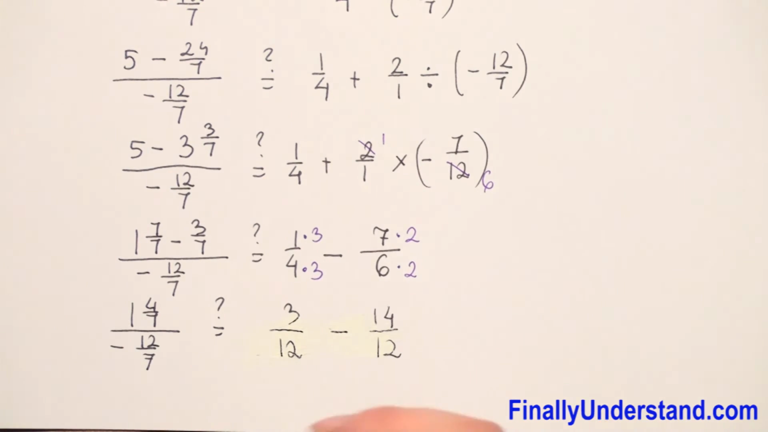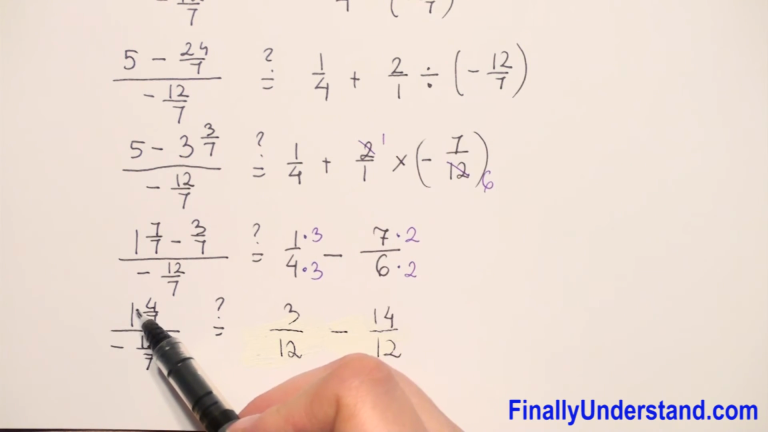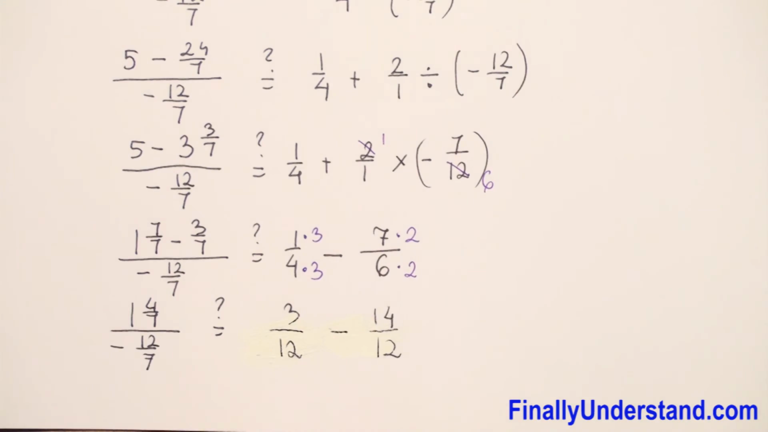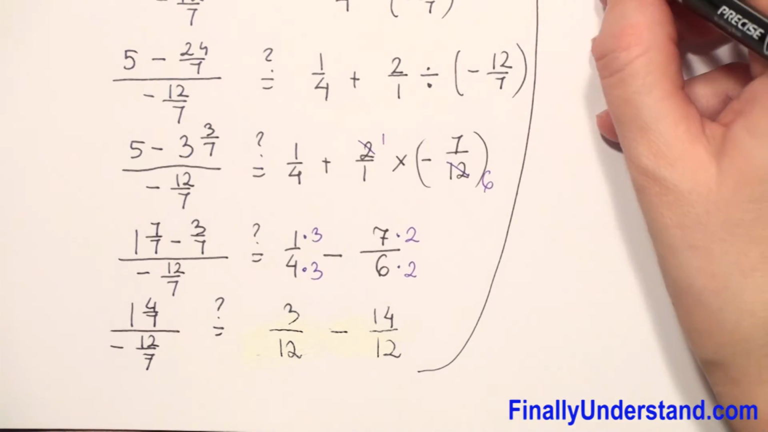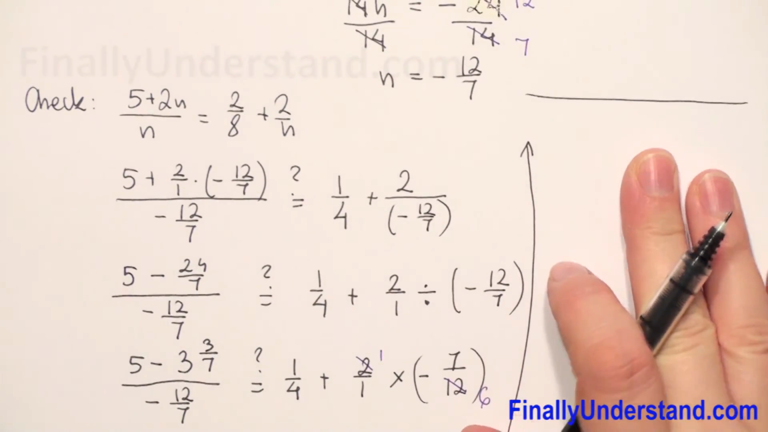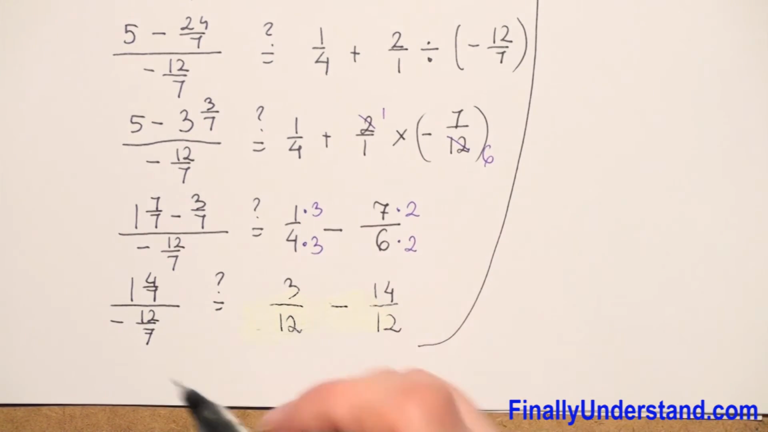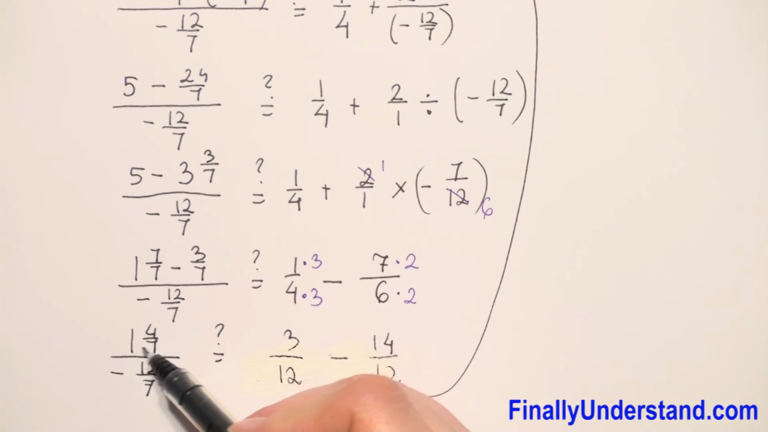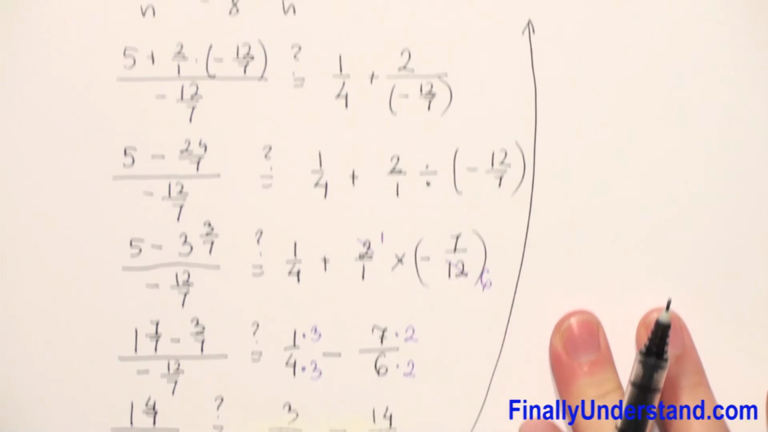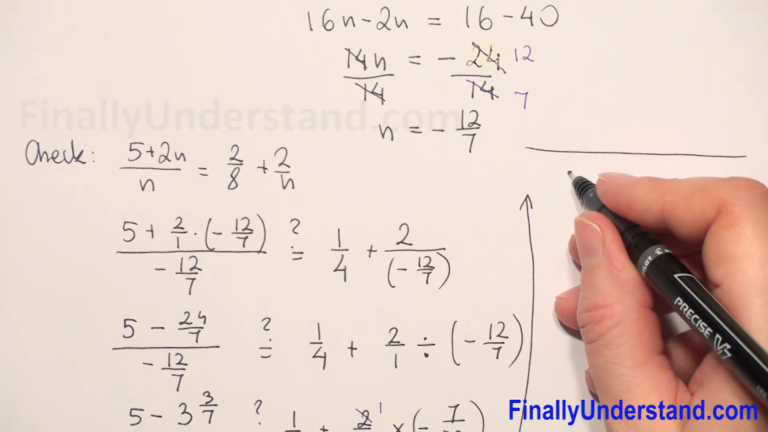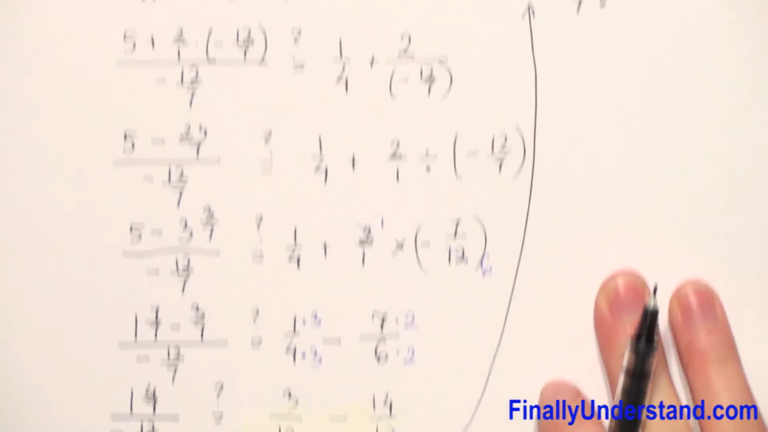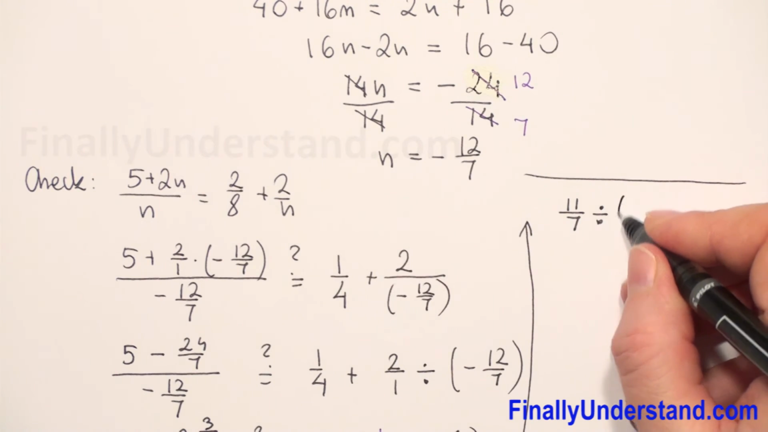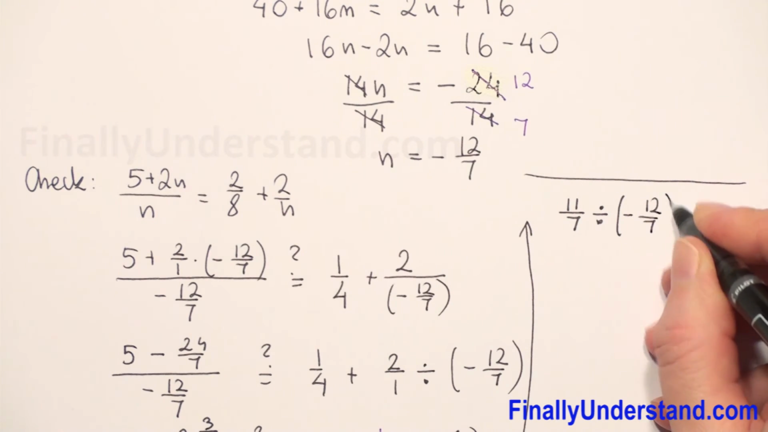And on the left side we have division. We will change this mixed number to an improper fraction. I will write now this here. So we have 7 times 1 is 7 plus 4 is 11. We have over 7, and we have division because this main fraction bar means division, by negative 12 over 7.